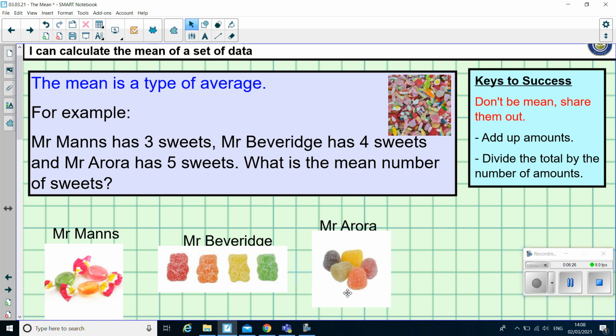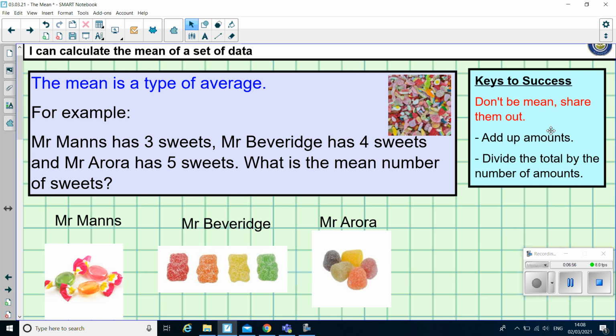Now we're going to be thinking about what the mean number of sweets is. So the average number of sweets that they've got amongst them. To work that out, what we're going to do is put together all of the sweets, and then share them out equally. Because looking at our keys to success here, that is how we work out the mean. Okay, and I've got a little motto to remind you: don't be mean, share them out.